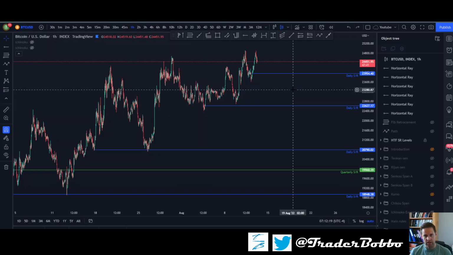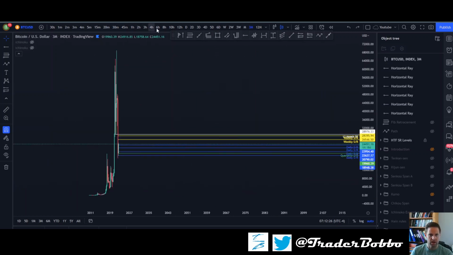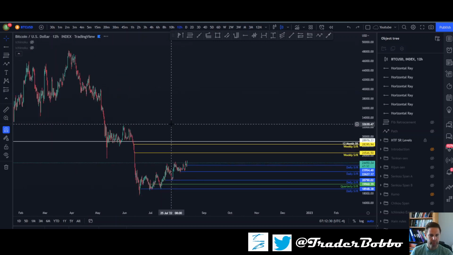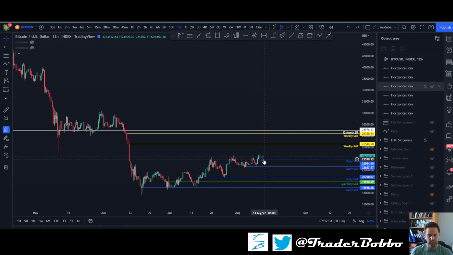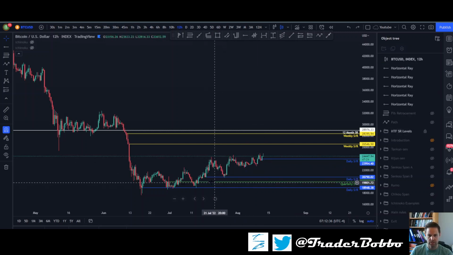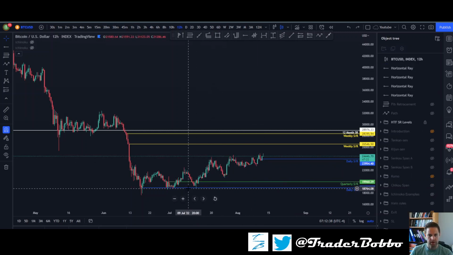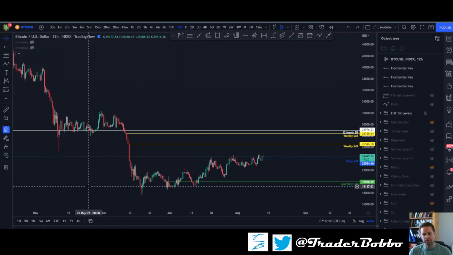Stick to your higher time frame levels on your chart, and don't overly mess it up, because you can see it'll end up like this, and you won't know what you're doing. So I'll just keep this level here, the most relevant, and delete the rest. So yeah, that is part 2, low to mid time frame SR levels, how I use them.